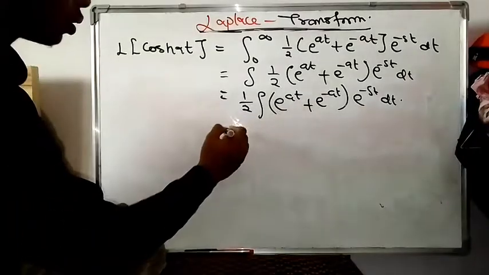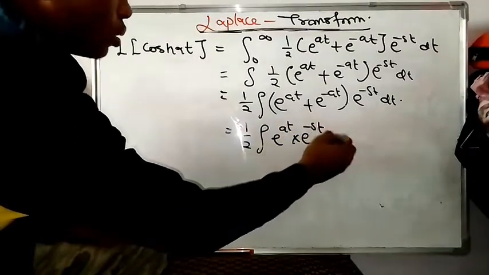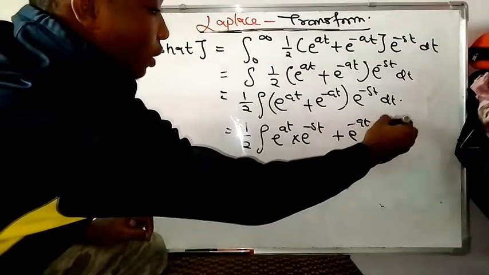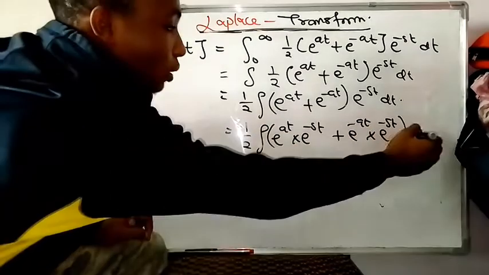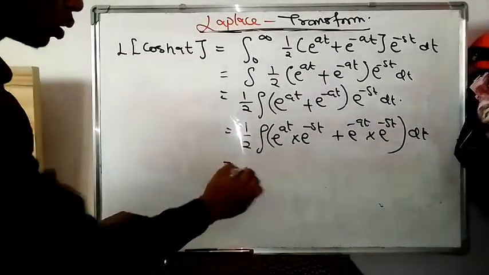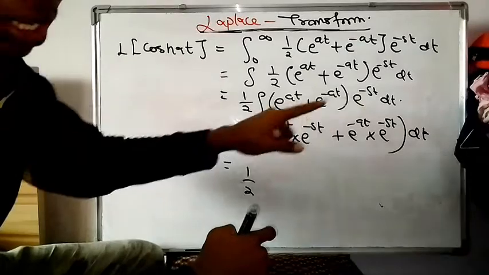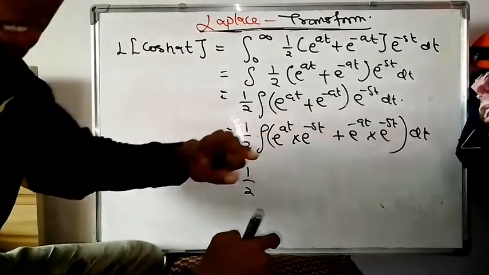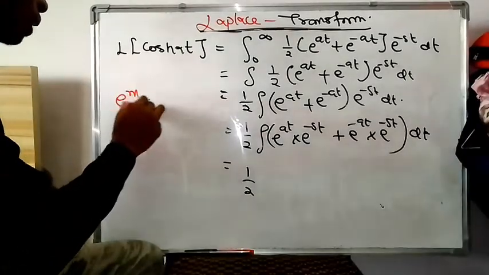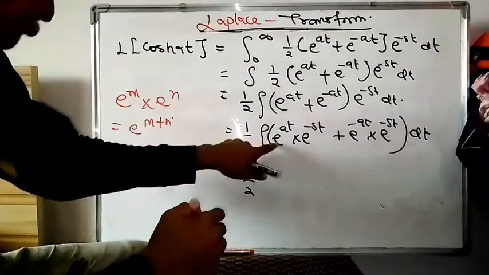So multiplying through, we'll be having 1 over 2 integral of exponential at times exponential minus st plus exponential minus at times exponential minus st dt. Right? So now simplifying this, we'll be having 1 over 2. Now this exponential at times exponential minus st is equal to exponential at plus minus st. Why? Because I said exponential of m times exponential of n is equal to the exponential of m plus n. We are following this rule, so I'm going to be applying this rule here also.